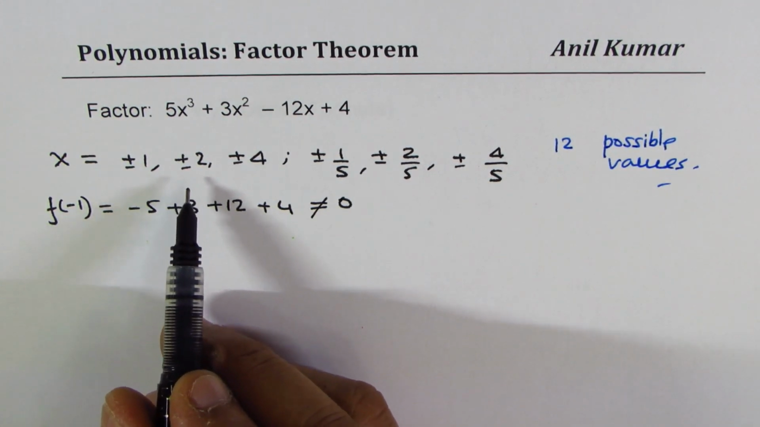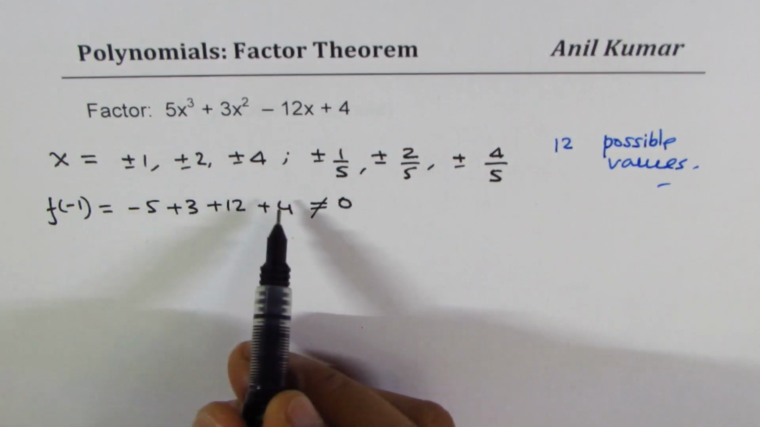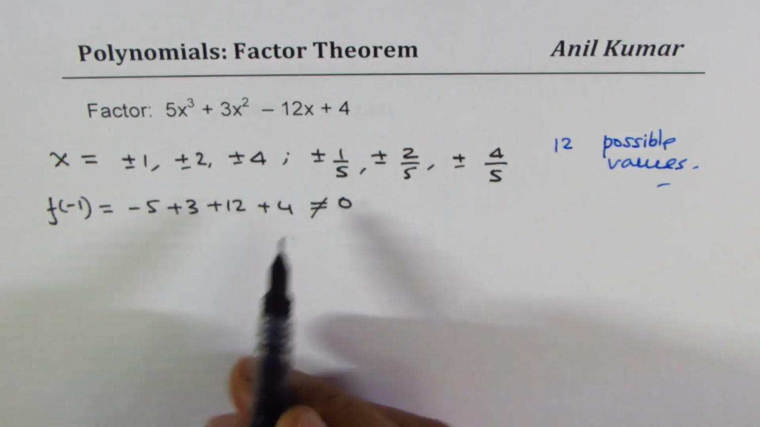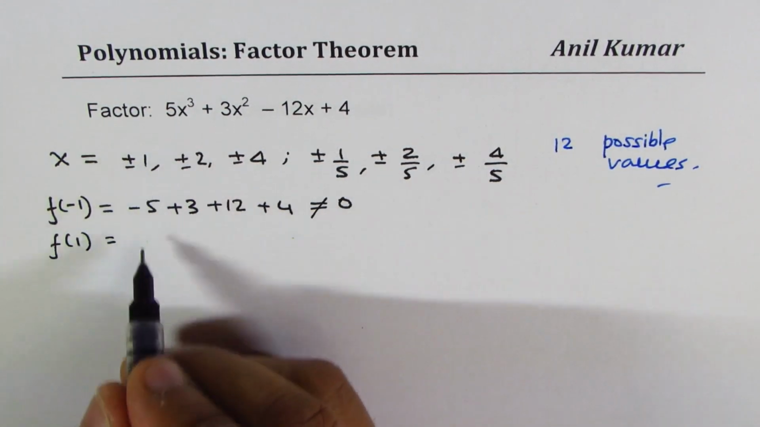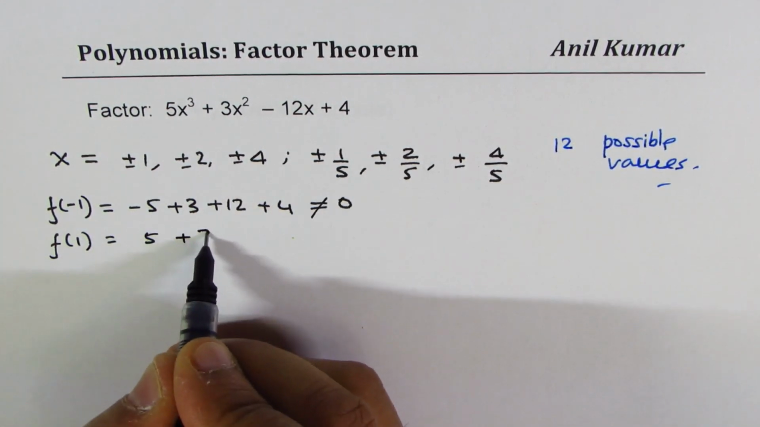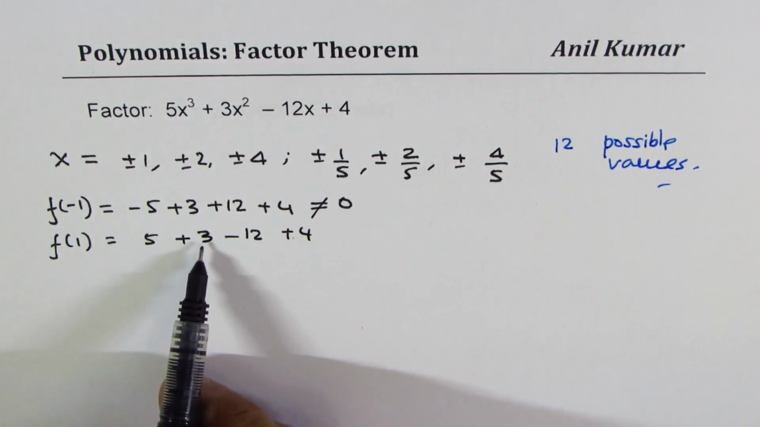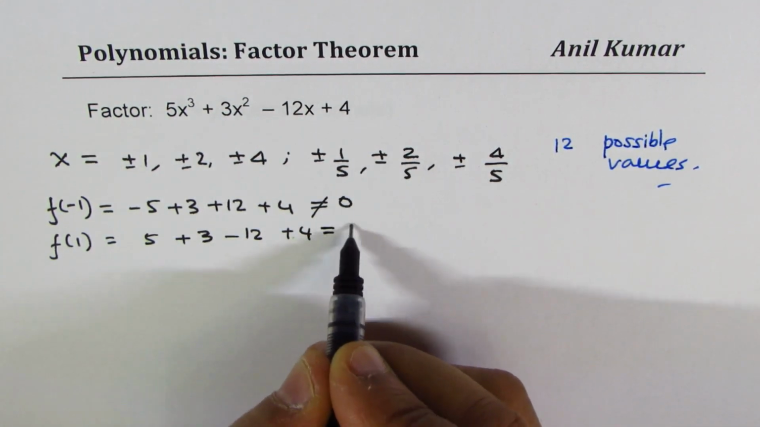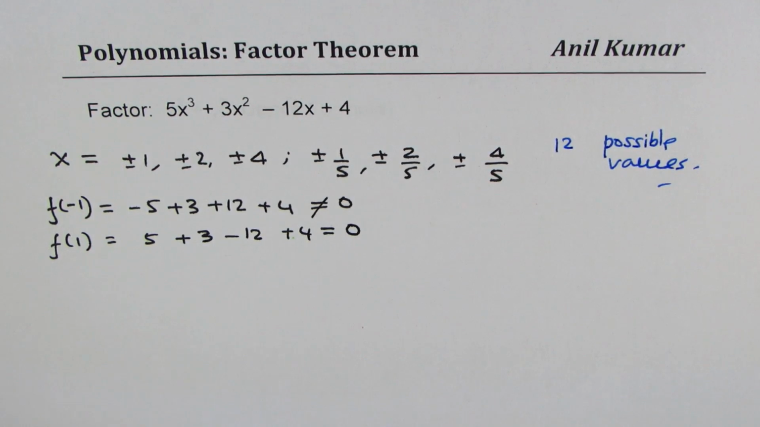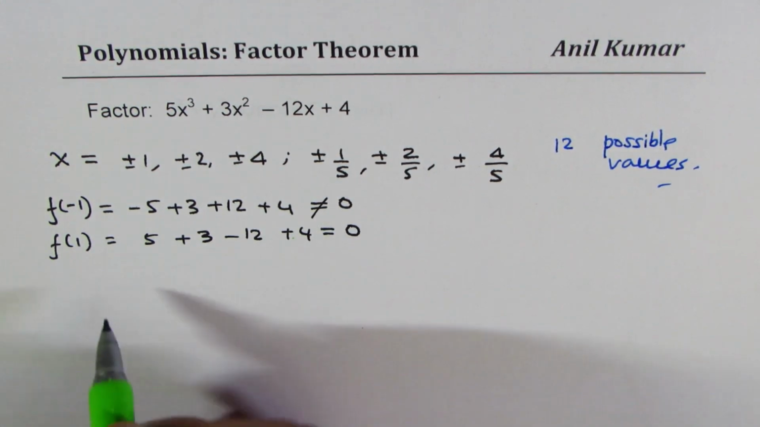Likewise, you have to try different values to get this particular thing correct. So if I try plus 1, for example, in that case, this will be 5 plus 3 minus 12 plus 4, right? Now 5 plus 3 is 8, 8 plus 4 is 12. So we do get our 0, right? So this is the first 0 which we got. That's good. So that means x equals 1 gives us the first factor.